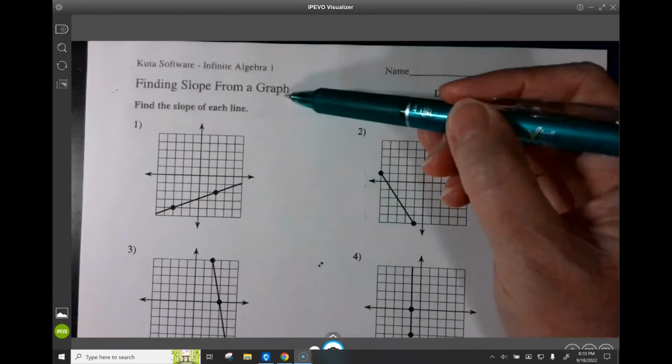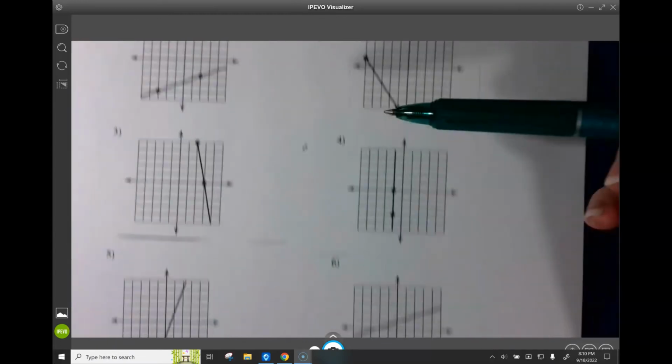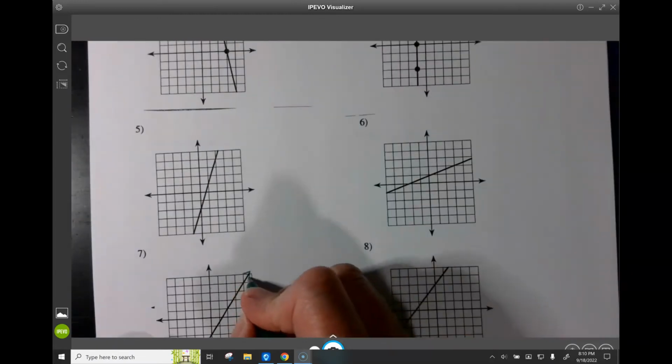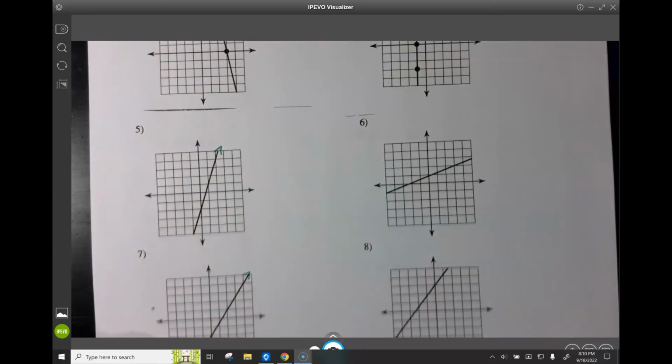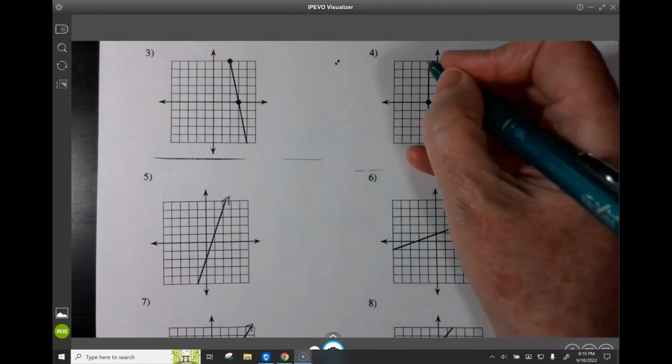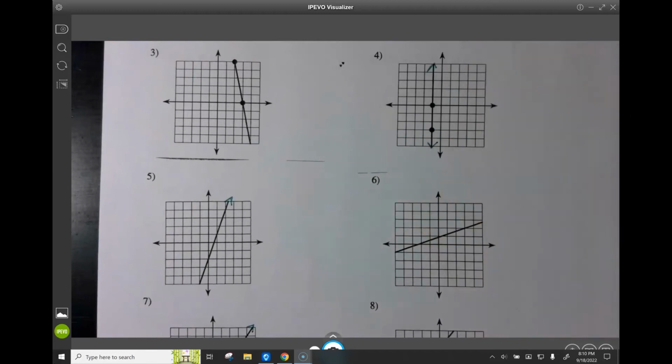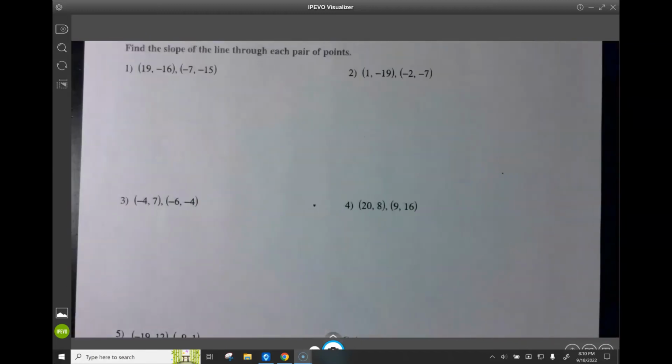Okay, let's see your homework. Find the slope of the line given a graph. These should all have arrowheads on them. Hopefully I corrected them on your paper. Okay, for the lines. Good. And then find the slope of the line through each pair of points. Okay. Good. That's your homework.